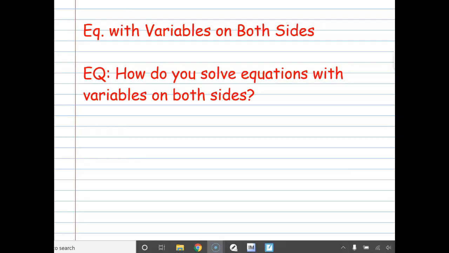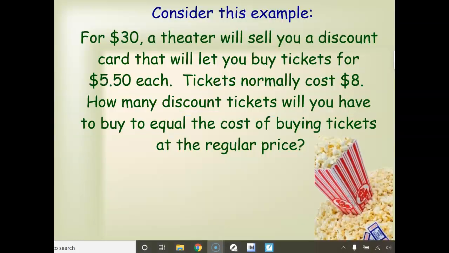Okay, go ahead and pause the video and add this to your table of contents. Again, we're going to focus on solving equations with variables on both sides. So in the video we watched a car example. Here's another example. For $30, a theater will sell you a discount card that'll let you buy tickets for $5.50 each. Tickets normally cost $8. How many discount tickets will you have to buy to equal the cost of buying tickets at the regular price?